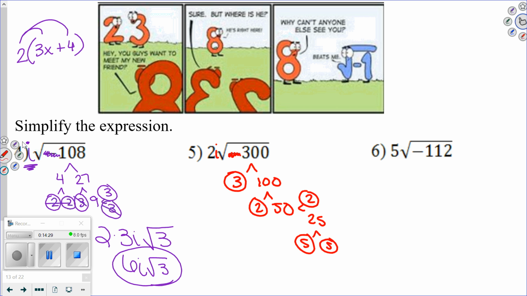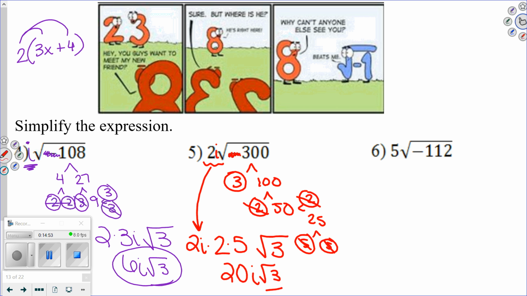So we got a pair of 2's, a pair of 5's, leftovers. I have just the 3. And then don't forget we had that other number out in front. And depending on where you put your i, make sure i is included in that. All right, so that's going to give me, what is that, 20i, and then radical 3.